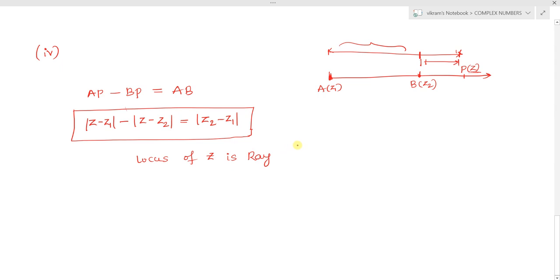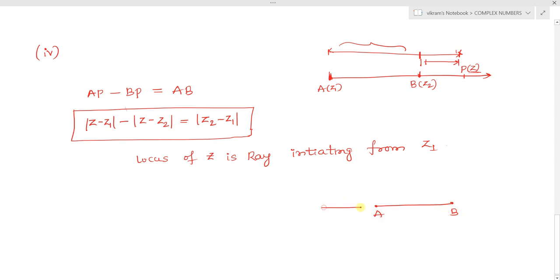Z is a ray initiating from Z1. If it is in the form |Z minus Z1| minus |Z minus Z2| equals |Z2 minus Z1|, it is nothing but the locus of the point Z, and Z is a ray which is initiated from the complex number Z1. Now, if A is a point and B is another point.